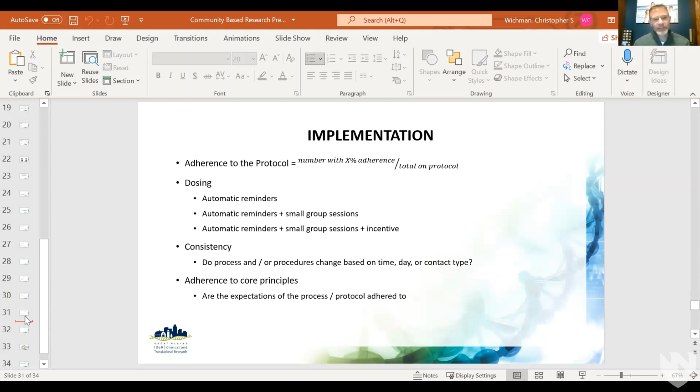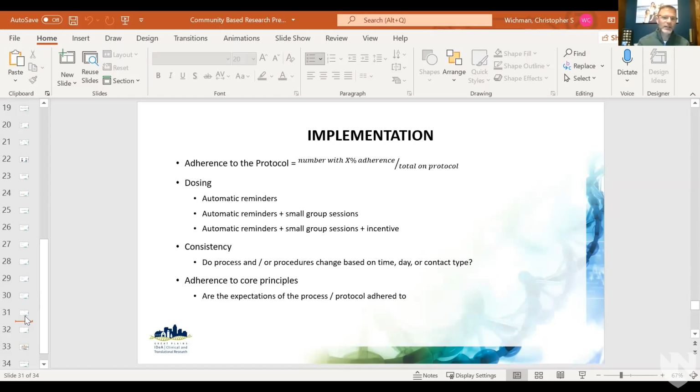So the next one is the implementation. So we have adherence to protocol, and we have the number with X% adherence. So whatever the adherence number, whatever we're defining it as being, over the total number that are on the protocol. So that's pretty straightforward. The way we can look at this as well, without looking at adherence necessarily, would be looking at the dosing.